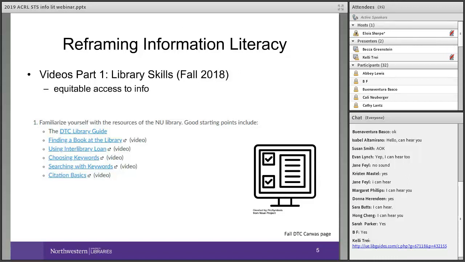So Canvas is our course management system. As you can see, there's a link to the library guide, and then 5 of our library skills videos, and these already existed. I did not create these, but these topics, as you can see from the hyperlinks below, are basic library skills that we think everyone should have. And the goal of this was to have equitable access to information as possible.